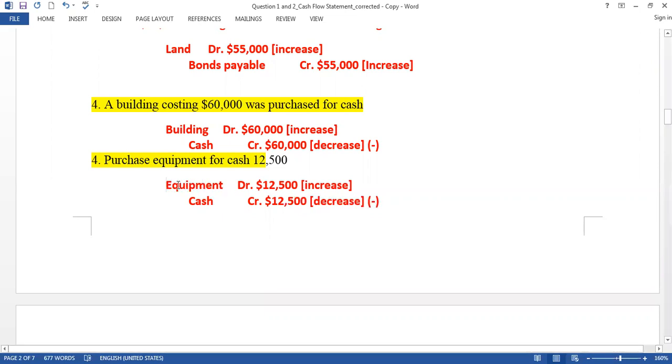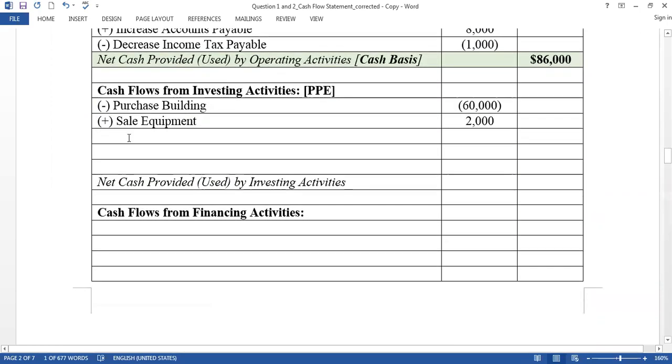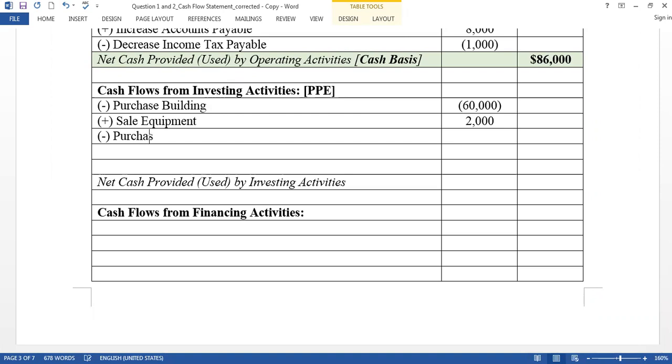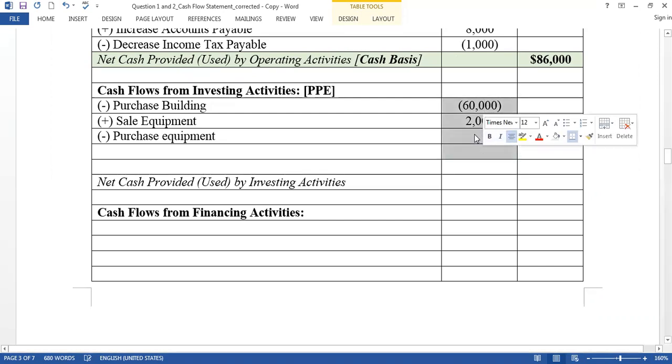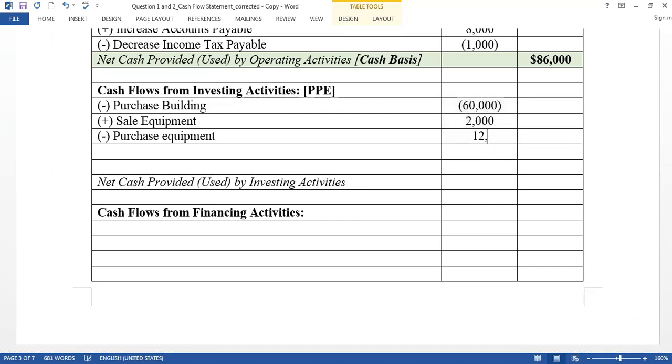So we know that equipment is property, plant and equipment. We buy it and we pay cash 12,500. So we are here. Purchase equipment 12,500, $12,500 and we pay cash. So it is minus.